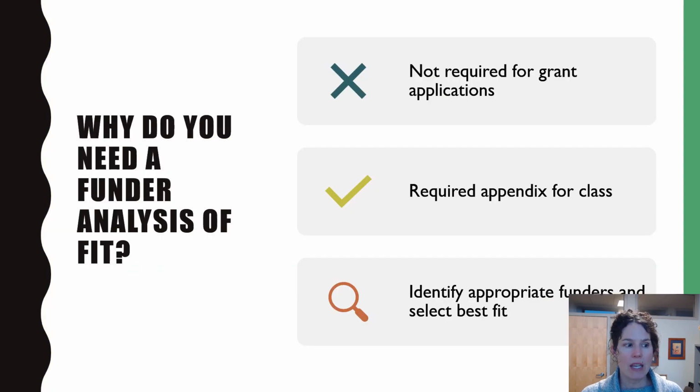So why do you need a funder analysis of fit? This is not something that is required for grant applications. This is separate and required for this class. It's basically our way of having you find 3 potential funders and document that they would be appropriate. And then you're going to pick one of these to address your cover letter to.